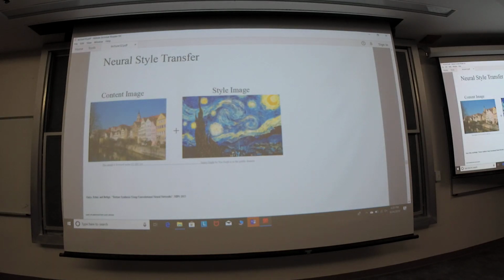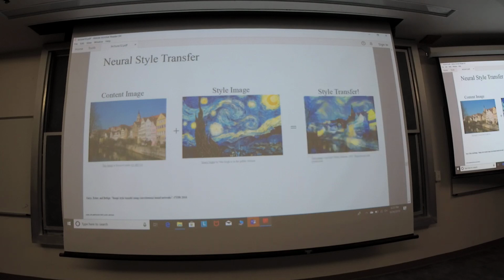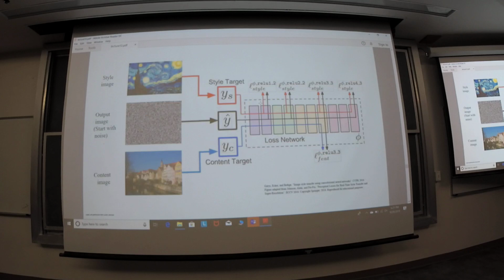So the idea would be that given a content image and a particular style image, we would like to impose this style on the content image. To accomplish this, we would use a combination of those two losses, as we discussed earlier. We will get to see that in the next slide. And this is the effect of the style transfer on the content image. That's the result of this process.